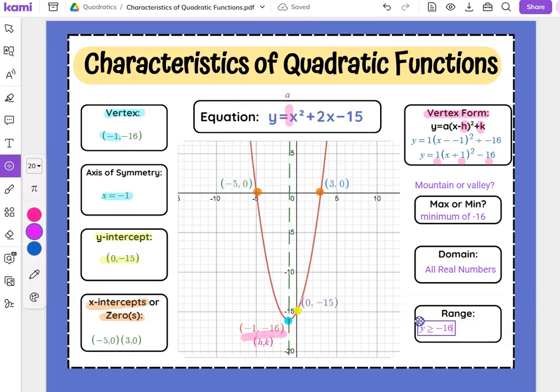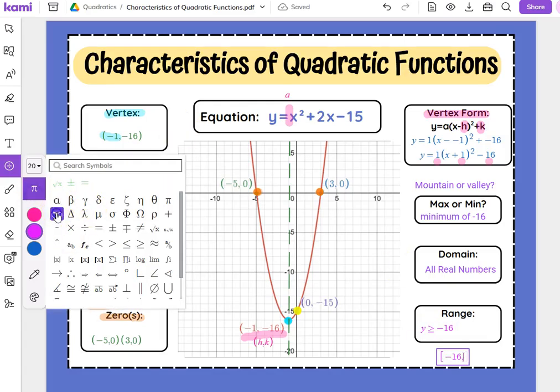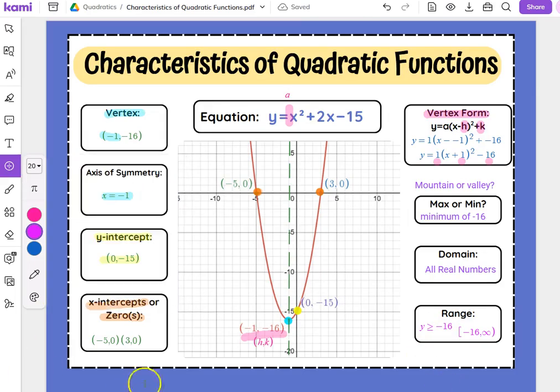All right, you can write it that way, or you can write it in interval notation, which would be negative 16 to infinity. It goes up forever. So either of those is fine, whichever one you like. All right, we're going to take a look at our next question.